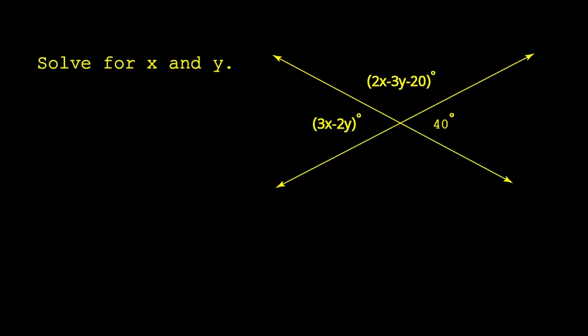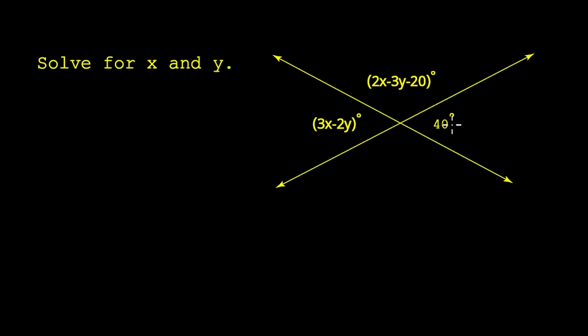In this video, we will be doing algebra from geometry. As always, the algebra comes from the geometry of the problem. So here we go, solve for x and y. You can see we have a straight angle and vertical angles. We also have two unknowns, so we will need two equations.